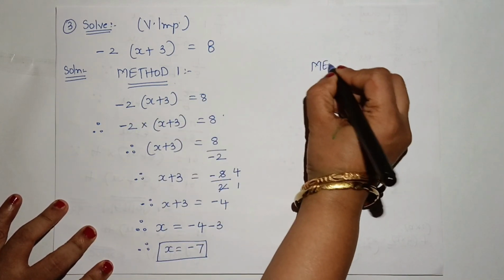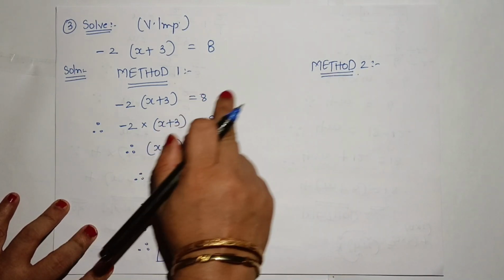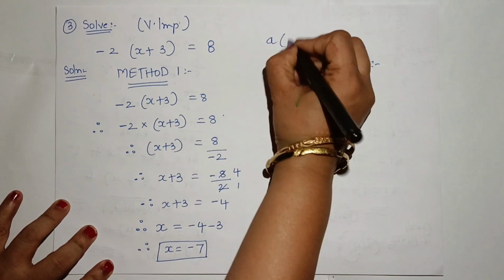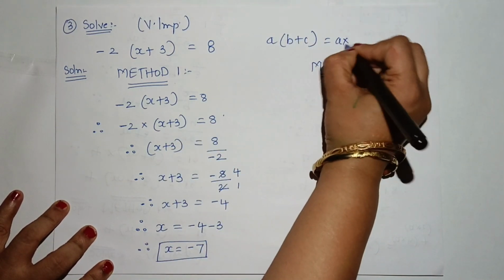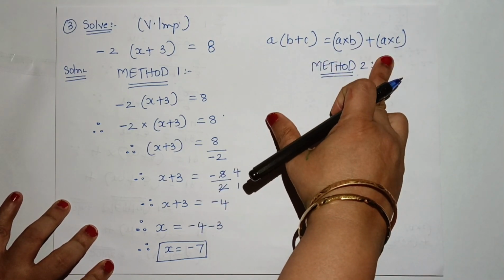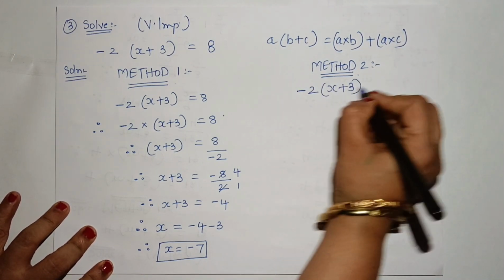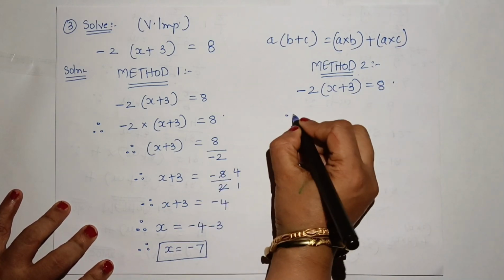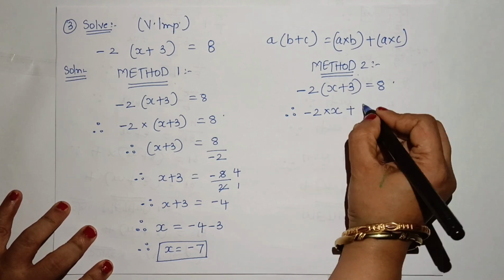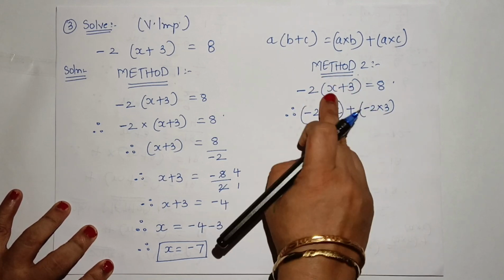Let's see method 2. Again, in method 2, you should recollect distributive property. It is also called distributivity. It means what? A bracket B plus C equals A into B plus A into C. This property is called distributivity. Okay, now let's write down the question. Minus 2 bracket x plus 3 equals 8. Understand? Therefore, okay, distributive property, minus 2 into x plus minus 2 into 3. Are you understanding? A bracket B plus C.